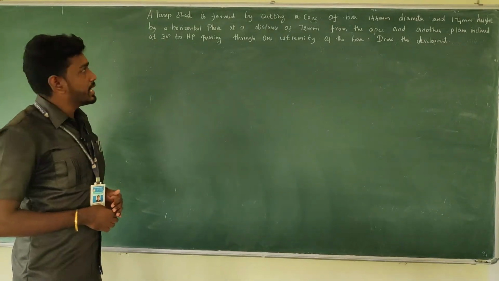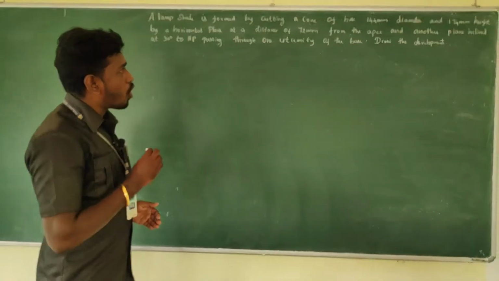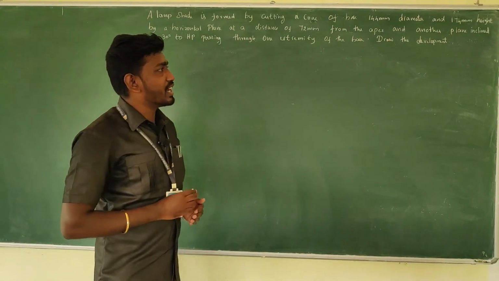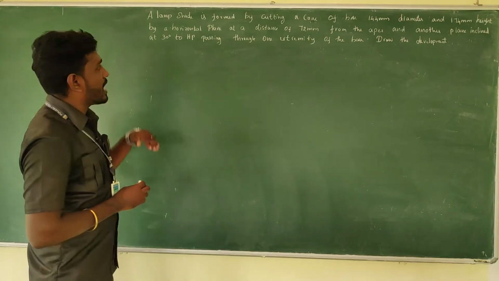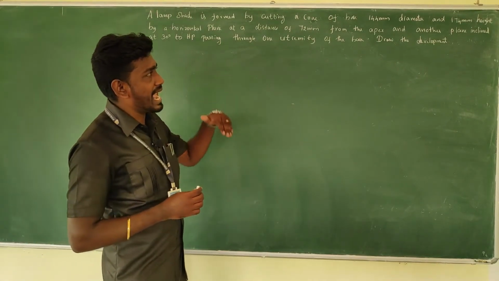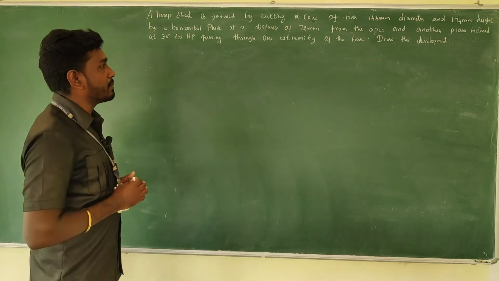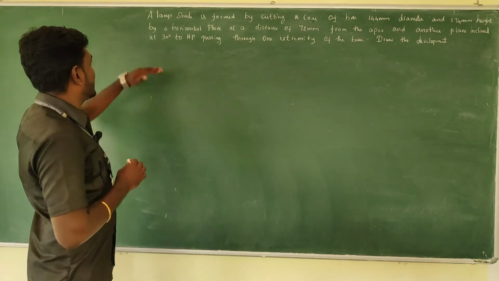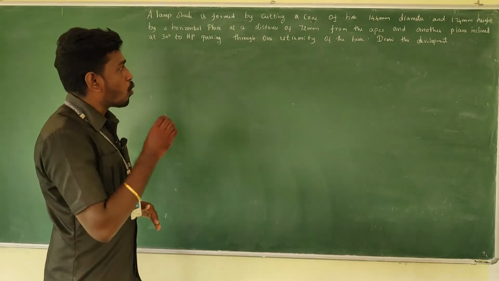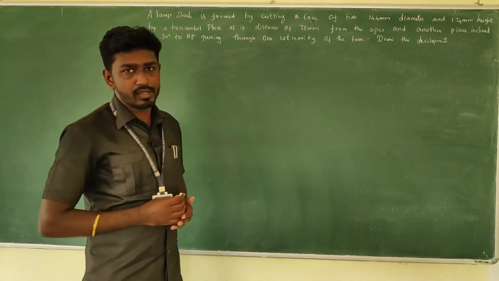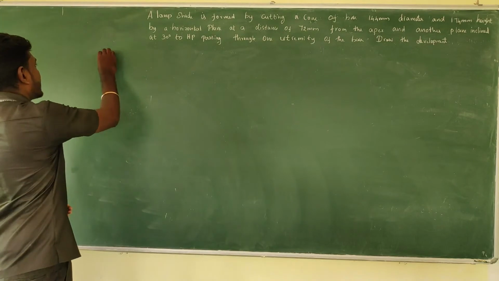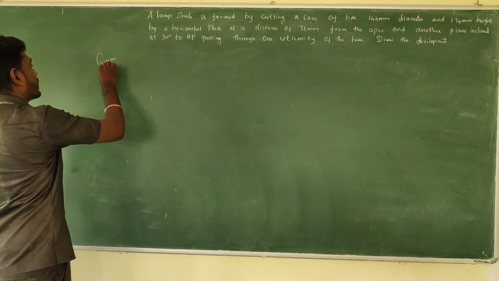A lampshade is formed by cutting a cone of base 144 mm diameter and 174 mm height by a horizontal plane at a distance of 72 mm from the apex, and another plane inclined at 30 degrees to HP, passing through one extremity of the base. Draw the development. First of all, try to take the given data.